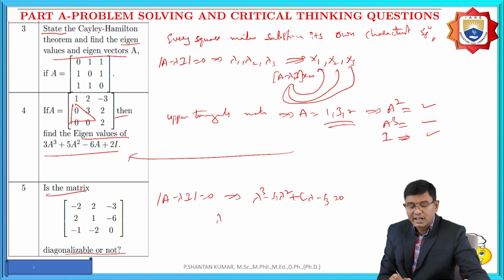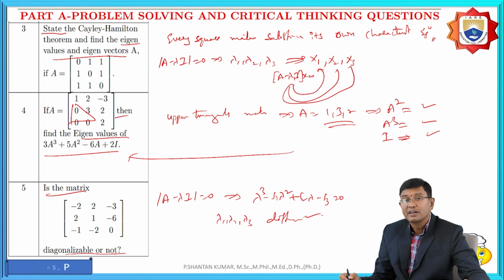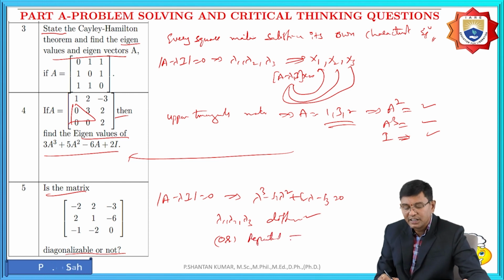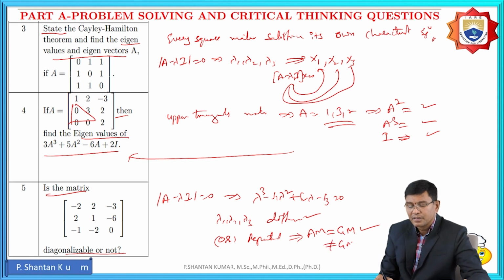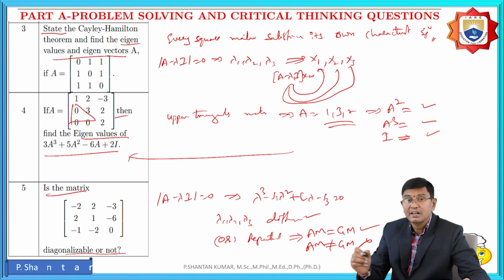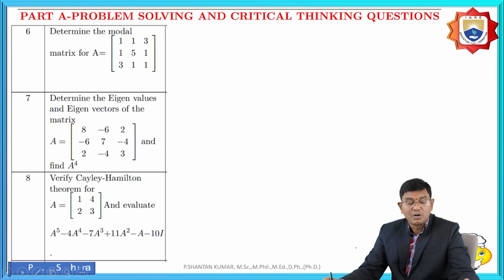If the eigenvalues lambda 1, lambda 2 and lambda 3 are all different, then it is diagonalizable. In case the eigenvalues are repeated, we need to check the AM and also the GM. If both are the same, then only is the matrix diagonalizable. If the AM is not equal to the GM, then the matrix is not diagonalizable for that particular repeated eigenvalue.